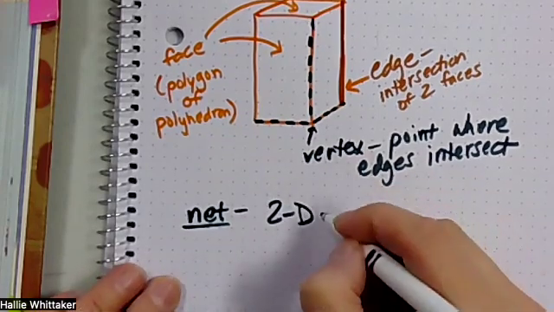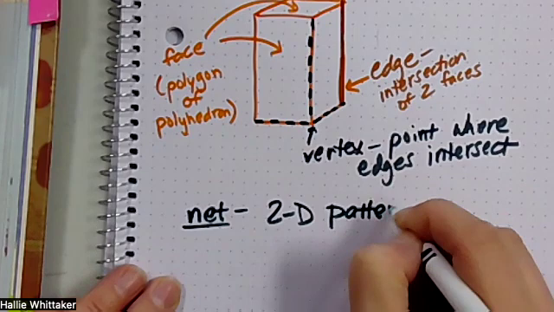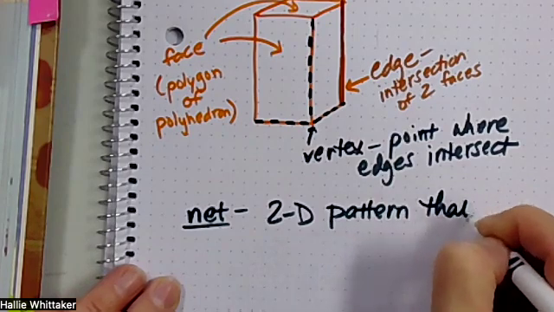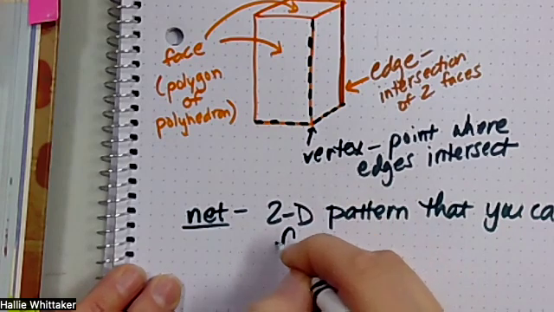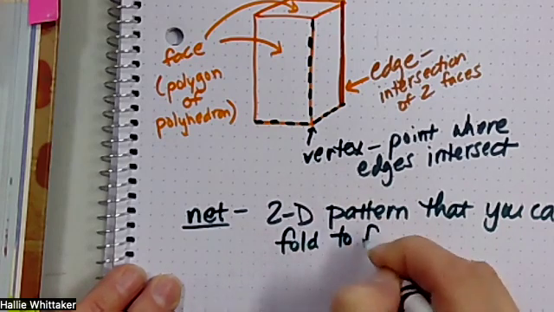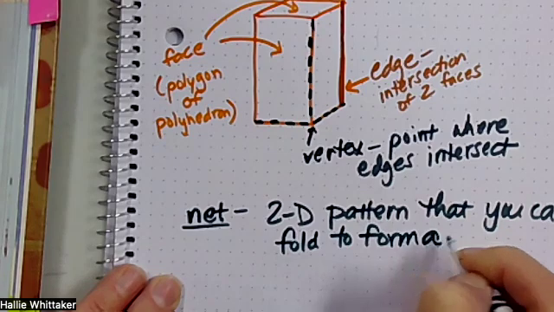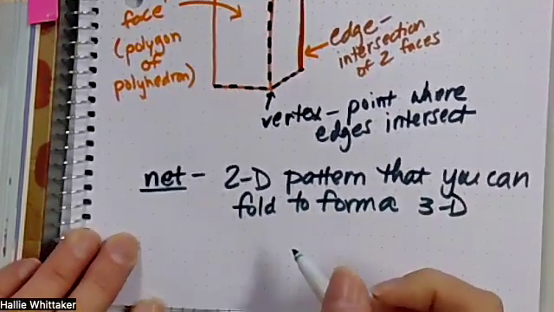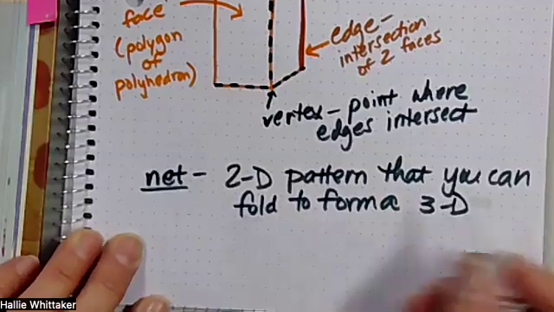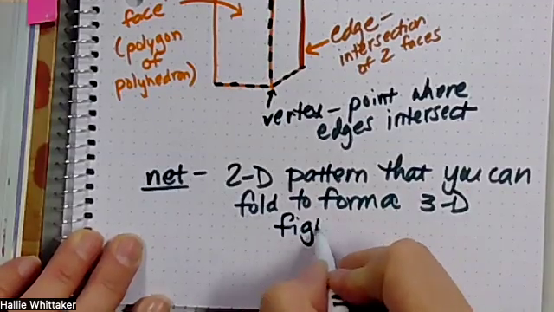A net is the 2D pattern that you can fold to form a 3D figure. A 2D pattern that you can fold to form a 3D figure.